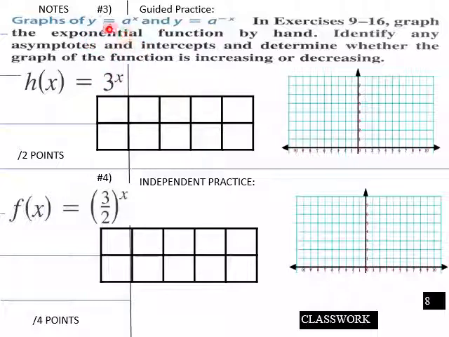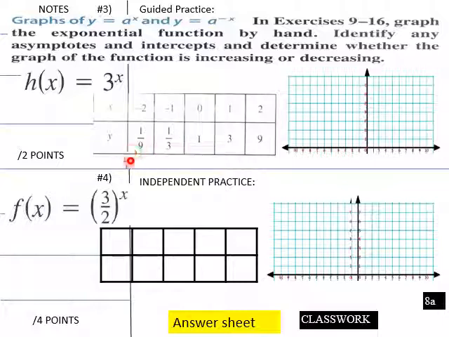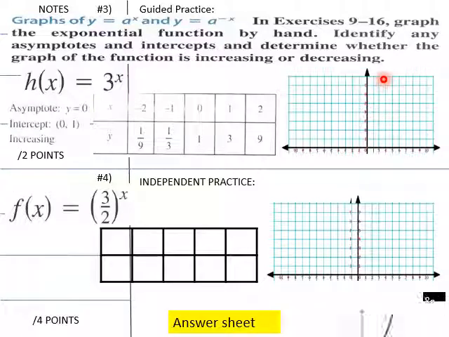Graph the x. Well, we could compare these, y equals a to the x and y equals a to the negative x. But let's graph 3 to the x. Okay, so here's a box here for x equals 0, y equals 1. When x equals 1, y equals 3. Then when x equals 2, y equals 9. When x equals negative 1, y would equal 1/3. So over here, the graph is going to go like that.